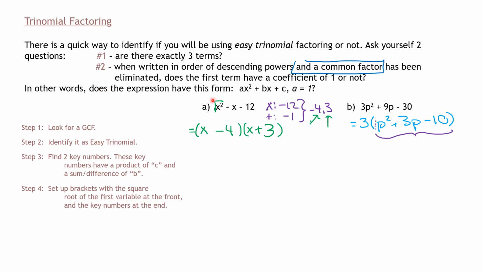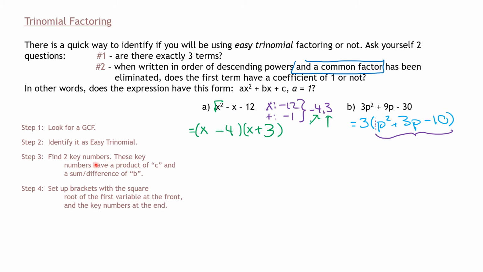It's an easy trinomial if our a value is a 1. So our trinomial means these 3 terms here. In this case, we're using these 3 terms. And our a value that's in front of this p squared is a 1. So this is an easy trinomial.